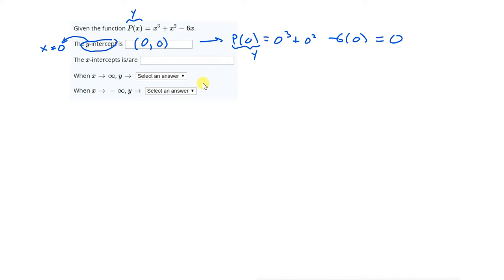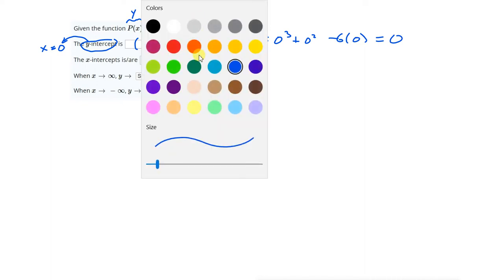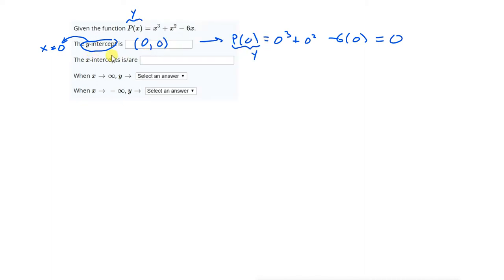Now what about the x-intercepts? X-intercepts are hard because remember, you always make the other variable equal to 0. So for x-intercepts, we're going to make the y equal to 0, which means we're making the answer, this side, equal to 0. So we're going to end up with 0 equals the formula for the function, which means we have to solve an equation. Now, whoops, that's a square, sorry about that. Now, how do we solve this?